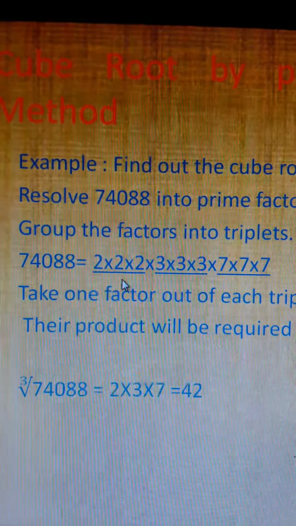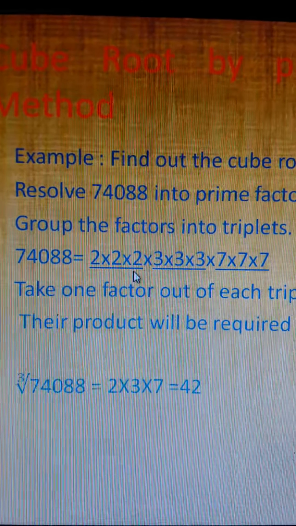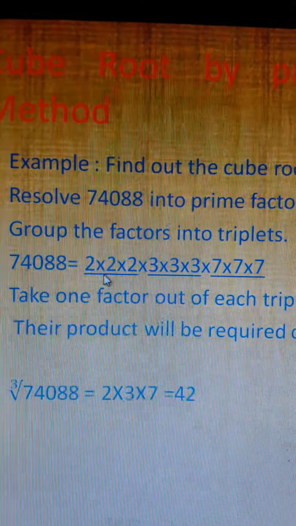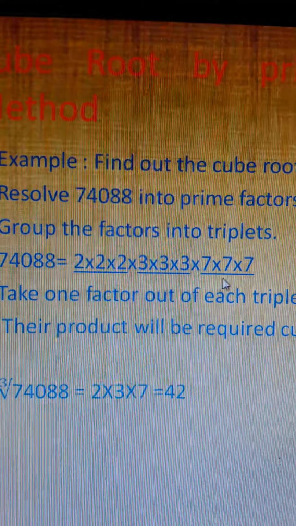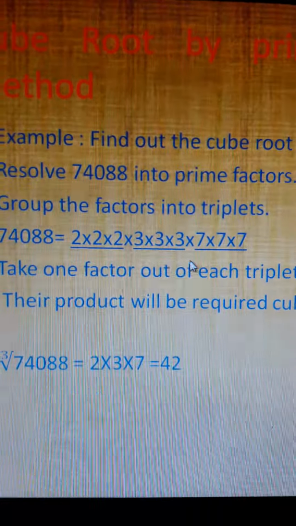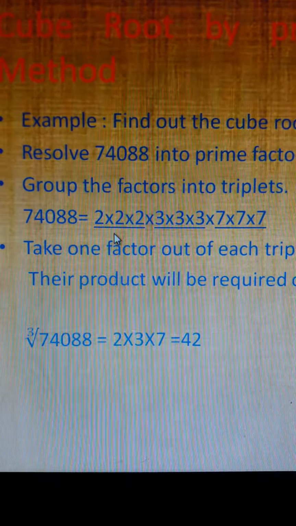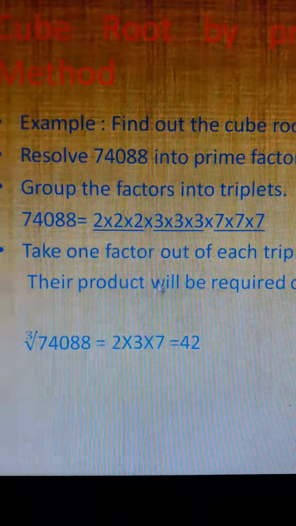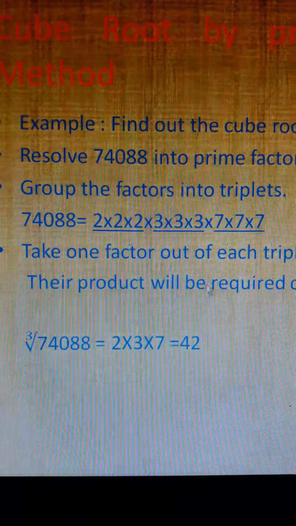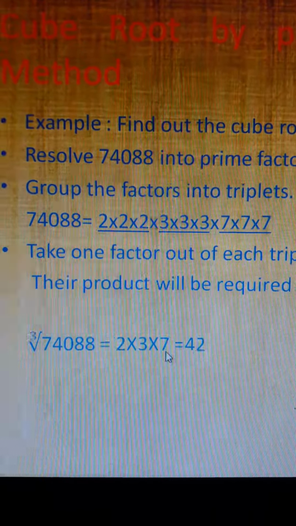74088 can be grouped by making groups of 3. So we can see here that there is one group of 2, another group of 3, and then another group of 7. So to find out the cube root, we will take out one number from each group. So from this group we will take out 2, from this group we will take out 3, and from this group we will take out 7.